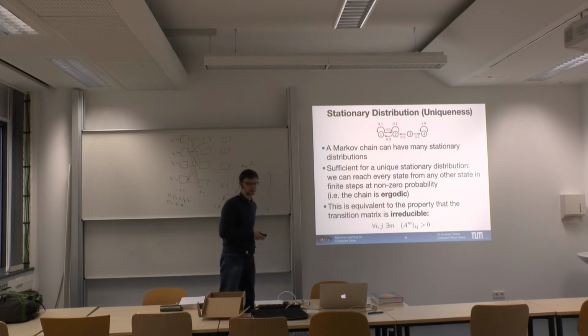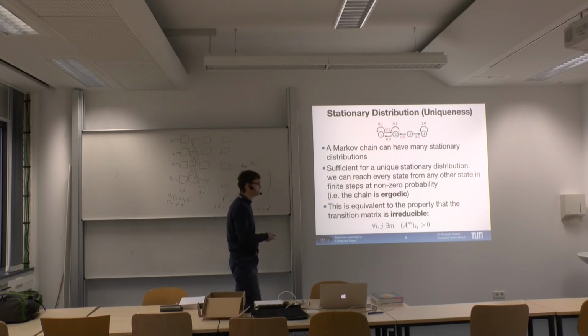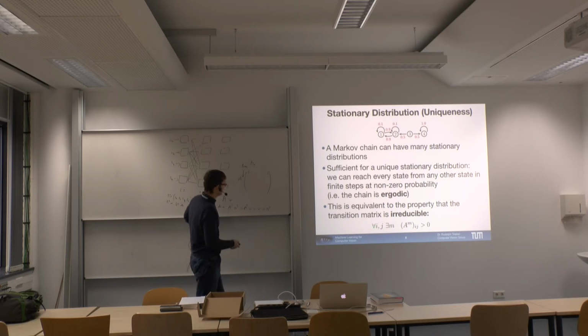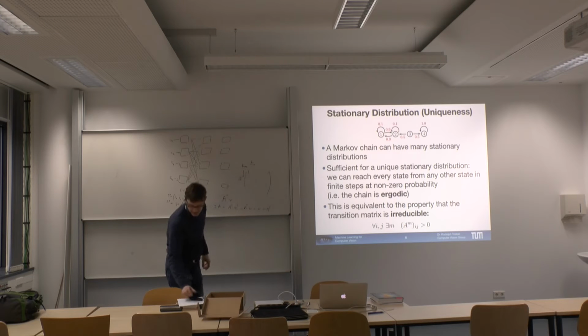Which is not proven here, but it's important to know, right? It's an important theorem. If the chain is ergodic, then you have a unique stationary distribution. This is equivalent to the property that the transition matrix is irreducible. You can imagine that this is kind of the same thing. Irreducible means that for every entry ij in this matrix, there exists an m, so that if you apply A m times, then the probability is not 0. This is basically the same.